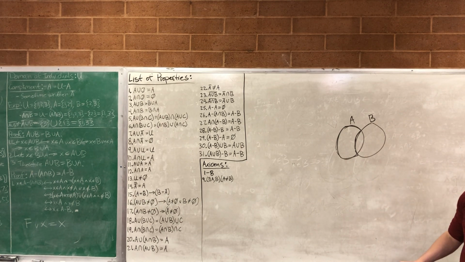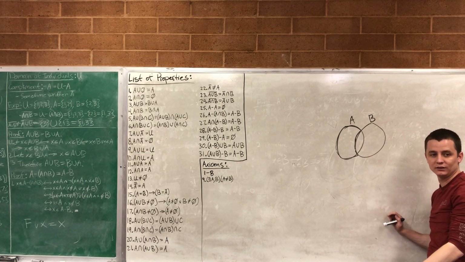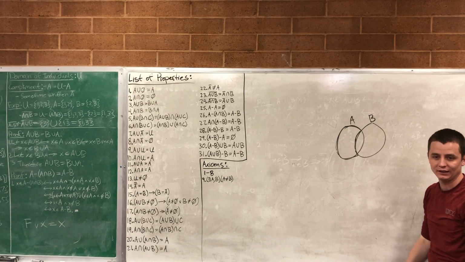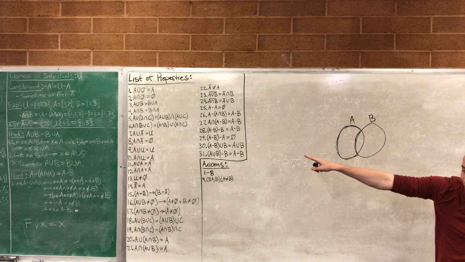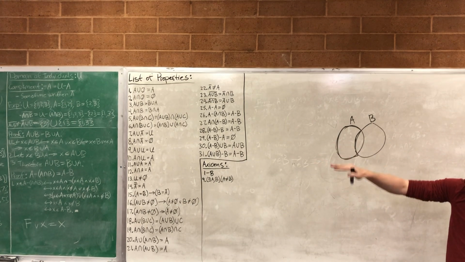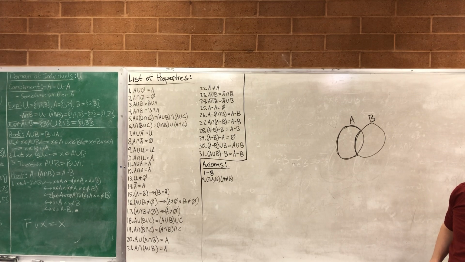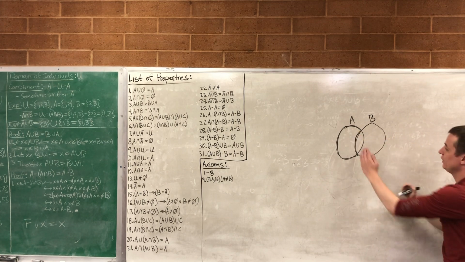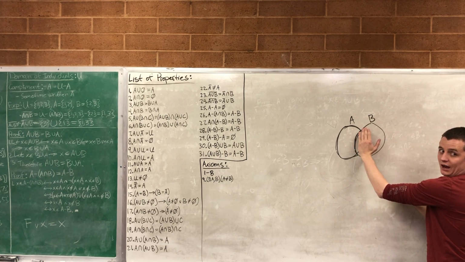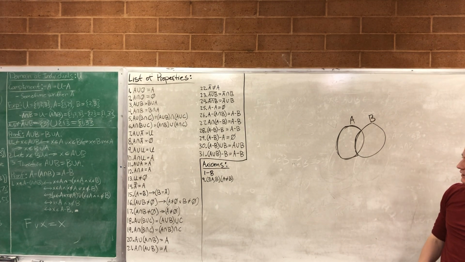29, if you do A minus B, so take A, get rid of everything in B, and then get rid of everything in A, you're left with nothing. Does that make sense what I'm saying? Alright. And then A minus B union B is just A union B. Take A, get rid of everything in B, and then put in everything in B. And you're left with everything in A or B.